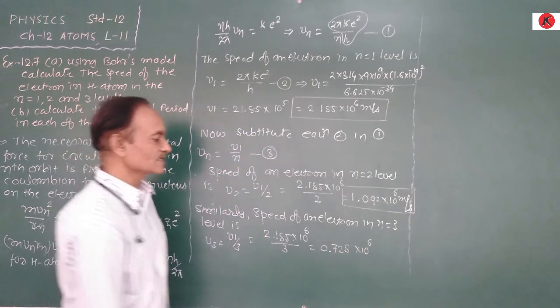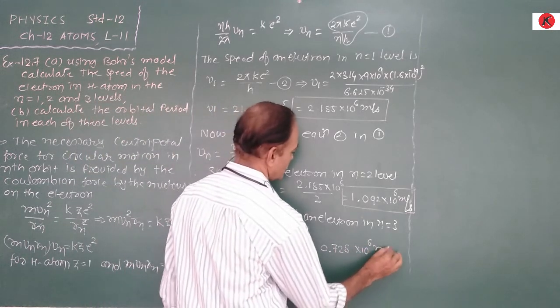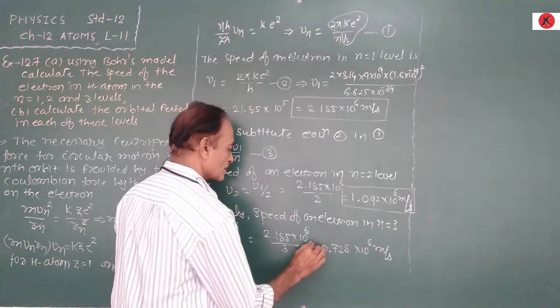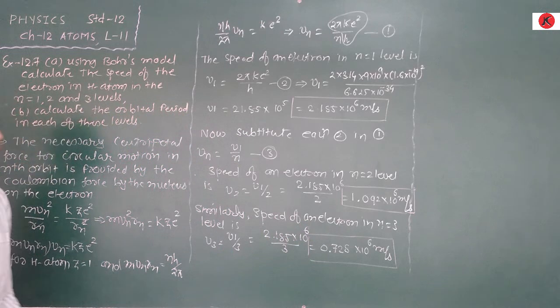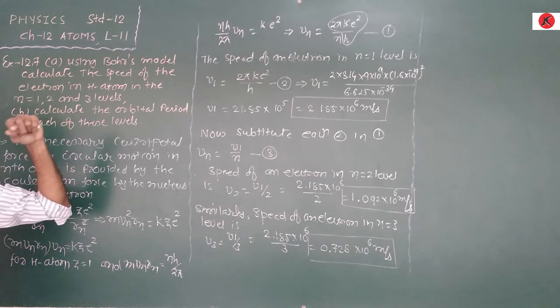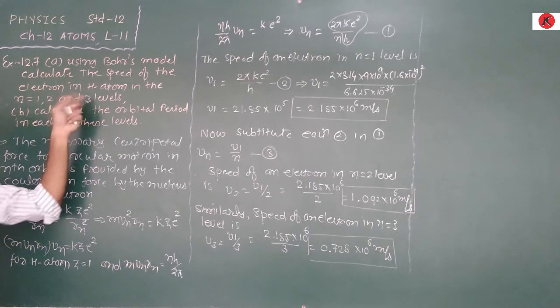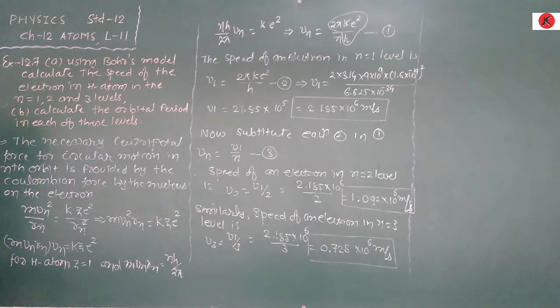0.728 into 10 raised to 6 meter per second. So thus we obtain the speed of an electron in level 1, 2 and 3. Again, our aim is to find out, using Bohr's model, the speed of the electron in the hydrogen atom in the first, second and third orbit.